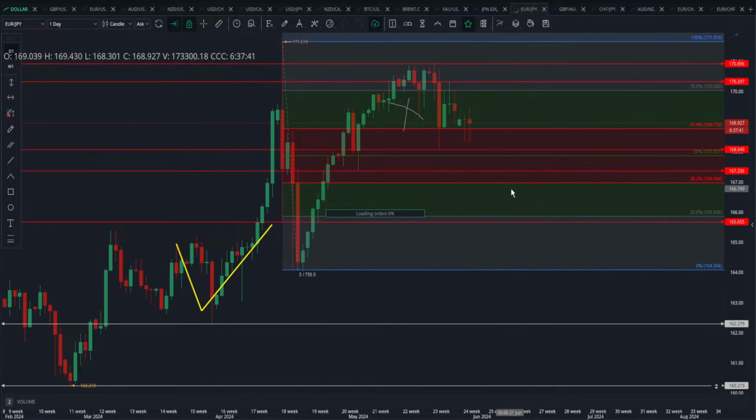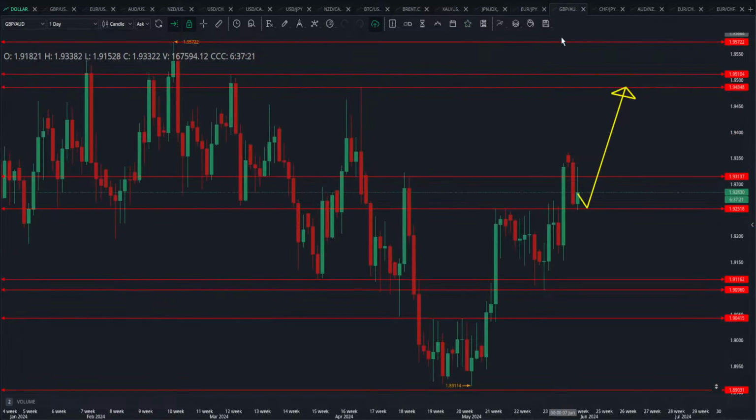But Euro JPY, not a very clean market to talk about. From this fall, the price went higher than the 78%, then it fell off and is still selling off. But I'm not very comfortable trading this market, so I will just skip this.